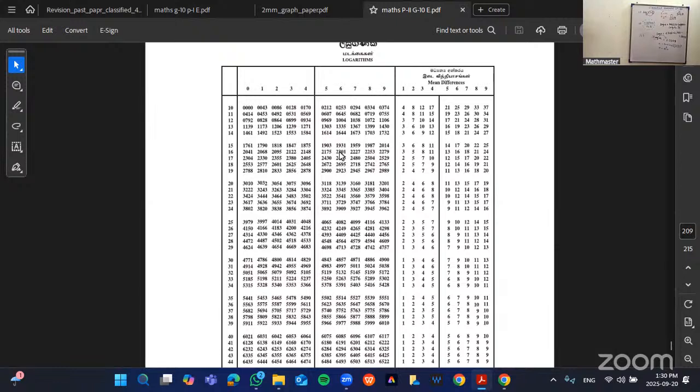So that 7 should be found from the mean difference. See, in this same line, you have to see where 7 is. There's no 7 here. But you have to take the closest lower value, which is 5. You can't take 8 because 8 is higher than 7. So don't take that. Take the closest lower value, which is 5. So 5 is in the second mean difference.